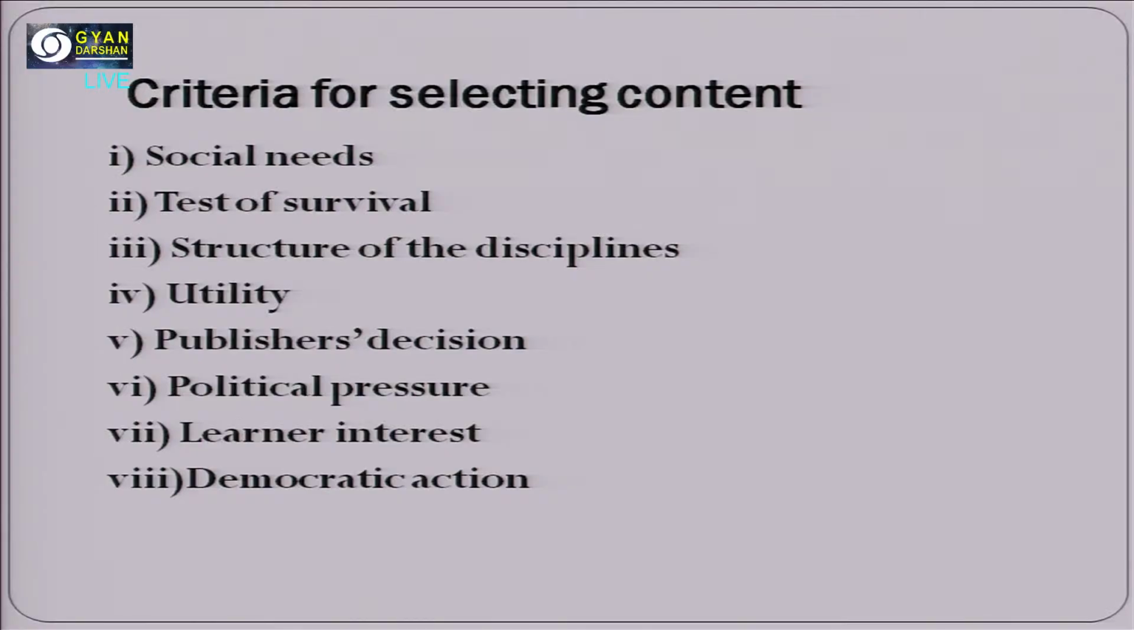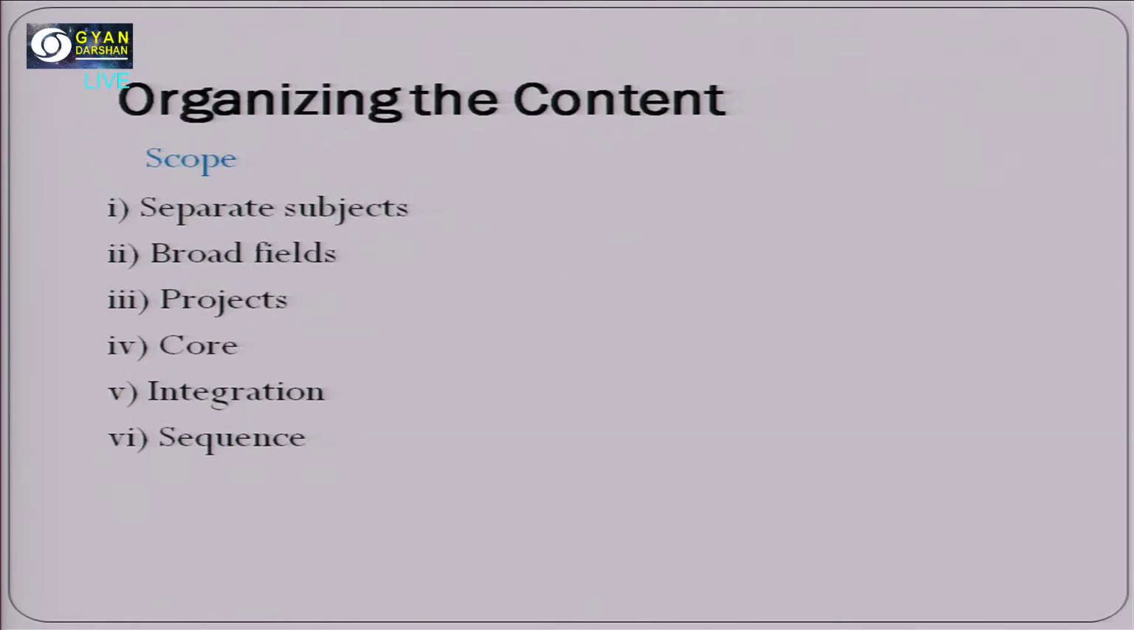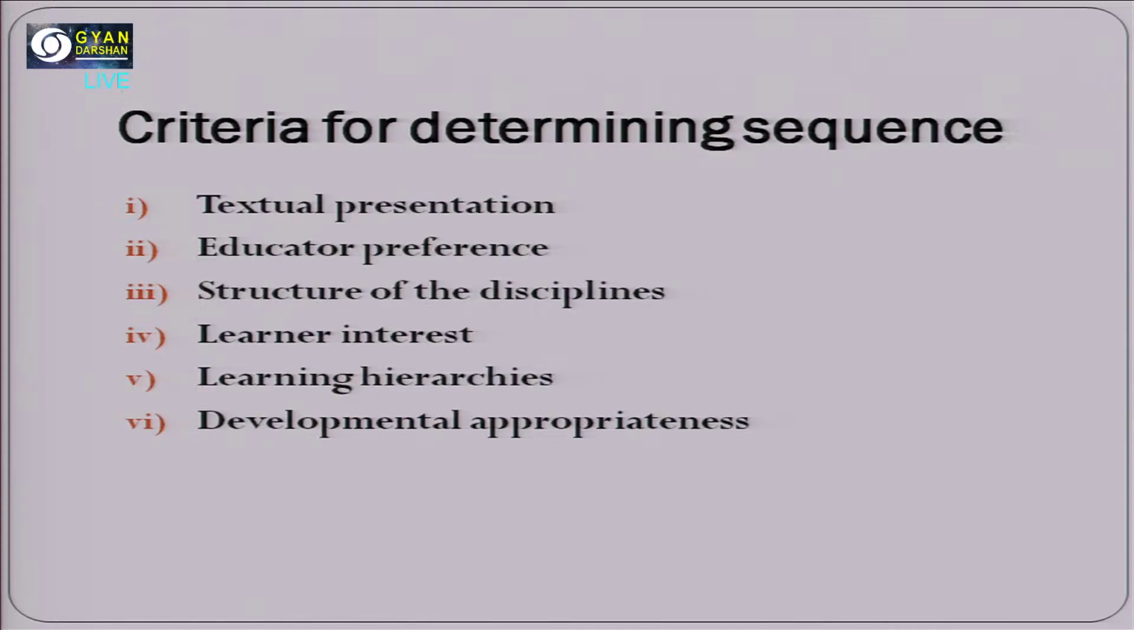So in this, the criteria for selecting the content would be based on social needs, tests of survival, utility, publishers' decisions, political pressures, and learners' interest. And when we are organizing the content, it is based on subject matters, projects, core, integrations, and other things that we include are the textual presentation, educator preference, structure of the disciplines, learners' interest, learning hierarchies, and developmental appropriateness.